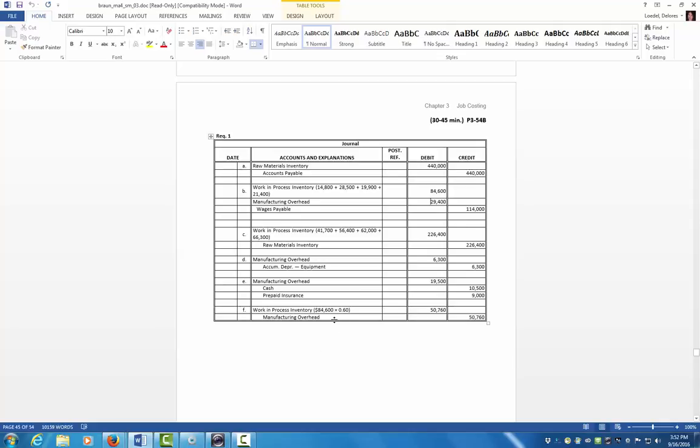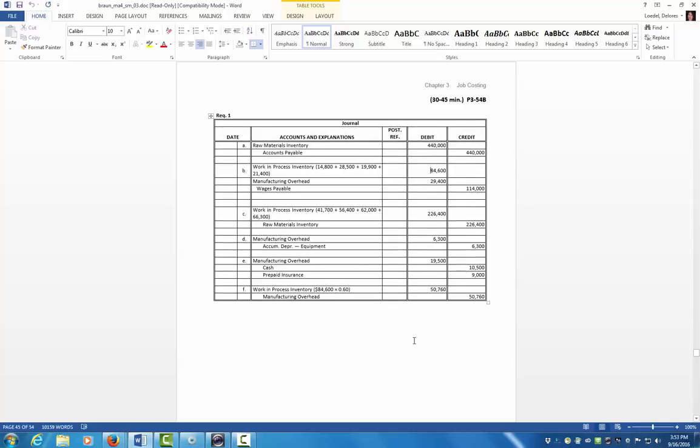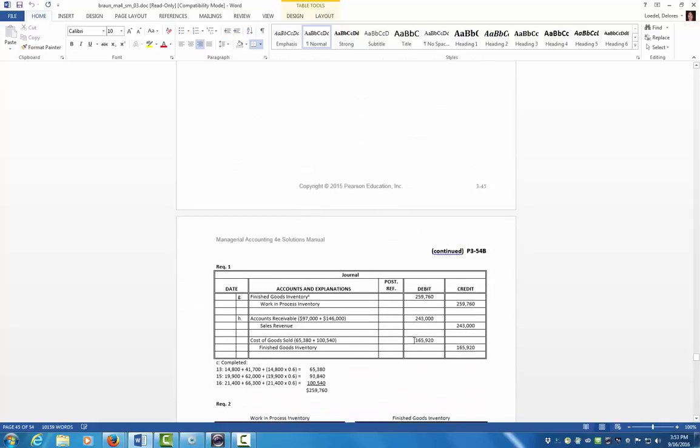And then the manufacturing overhead piece for the work in process. Now they tell us that our allocated overhead to jobs is at the predetermined rate of 60% of our direct labor cost. Okay, so we already calculated our direct labor cost up here of $84,600. That was all of our direct labor pieces. So if we just take the 60% of our direct labor, that's where we get the $50,760.